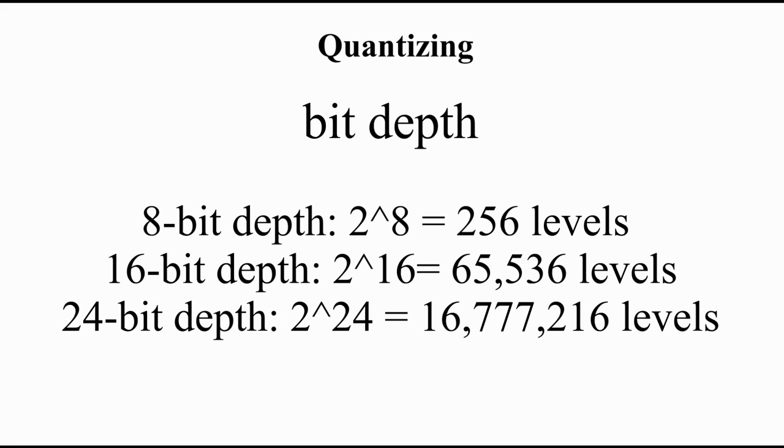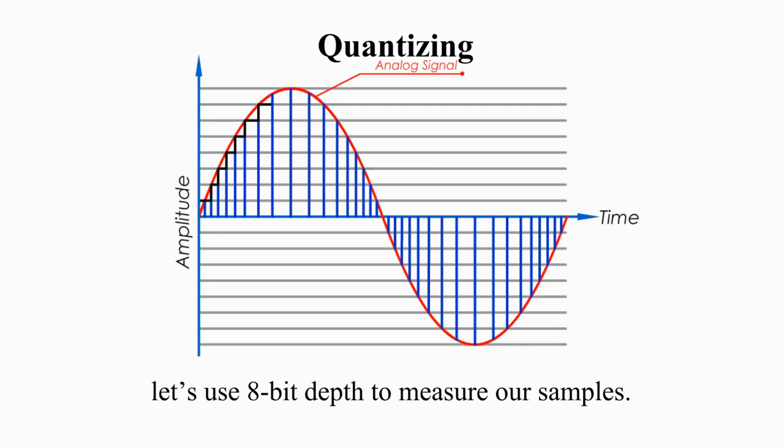8-bit depth has 2 to the power of 8, or 256 possible levels. 16-bit depth has 2 to the power of 16, which is 65,536 levels, and 24-bit depth means 2 to the power of 24. It is about 16.8 million levels. In this example, let's use 8-bit depth to measure our samples.